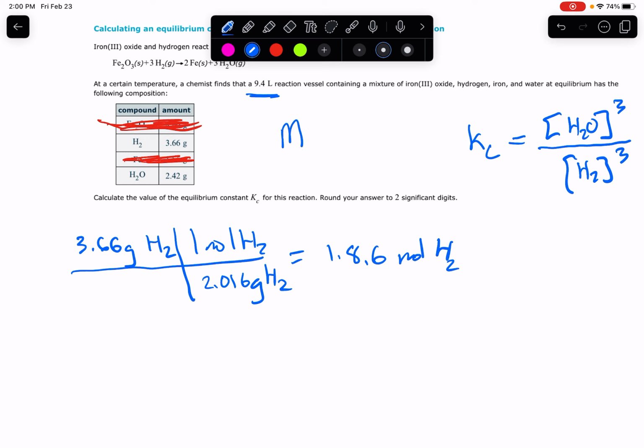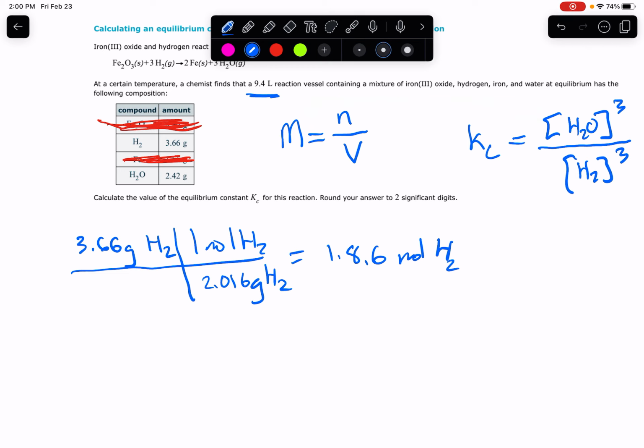We want to figure out what the molarity is, and molarity is always moles divided by volume. So if we can figure out the moles right here, and we know what the volume is right here, we can then get our molarity and plug our molarities back into our equation. So that's the plan here.